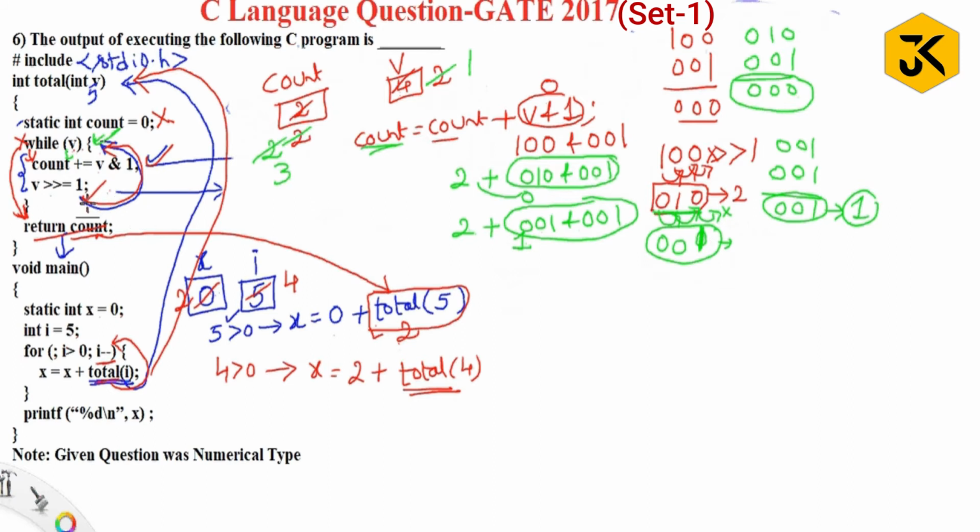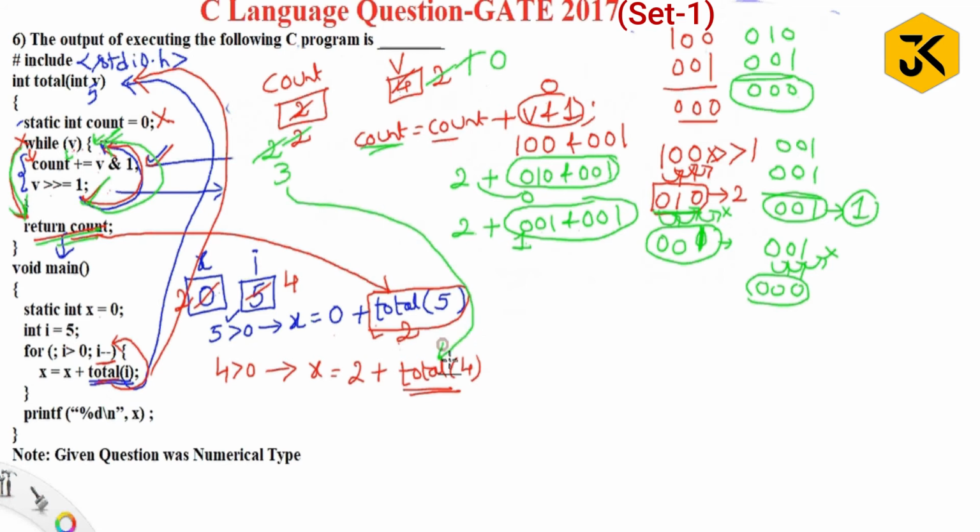Now V right shift 1. V value is what? 1. 0, 0, 1. Right shift 1 means discarded. This will be right shifted. Here will be 0, which means V value is replaced with 0. Now cursor will move to the while loop. While of 0, condition fails. When the condition fails, automatically it comes out of the block and it will return the count value. Count value is what? 3.